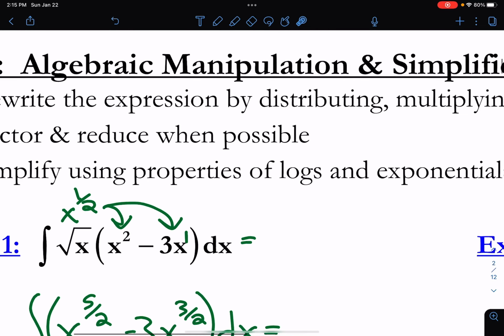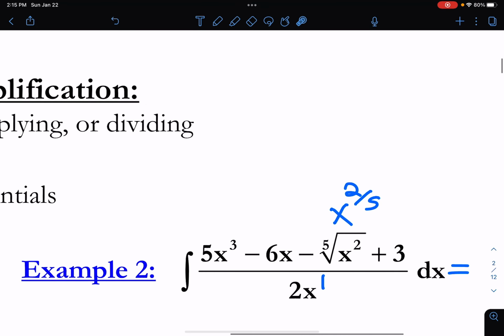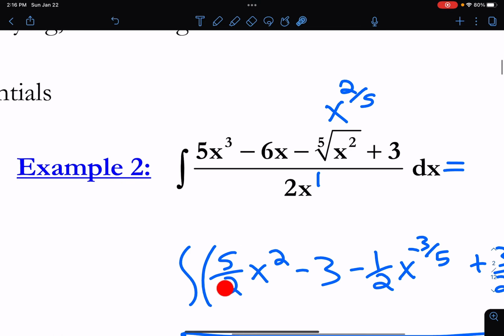Okay, example 2, very similar. So first thing, we have the 5th root of x squared, which we can rewrite as x to the 2/5. The bottom is 2x to the first, and what I'm going to do is divide all 4 of these terms by x to the first, simplify them all, and that should give me some nice functions to do the antiderivative of. So 5x cubed over 2x to the first, that's just 5/2 x squared. Negative 6x over 2x, the x's cancel, we get just minus 3.